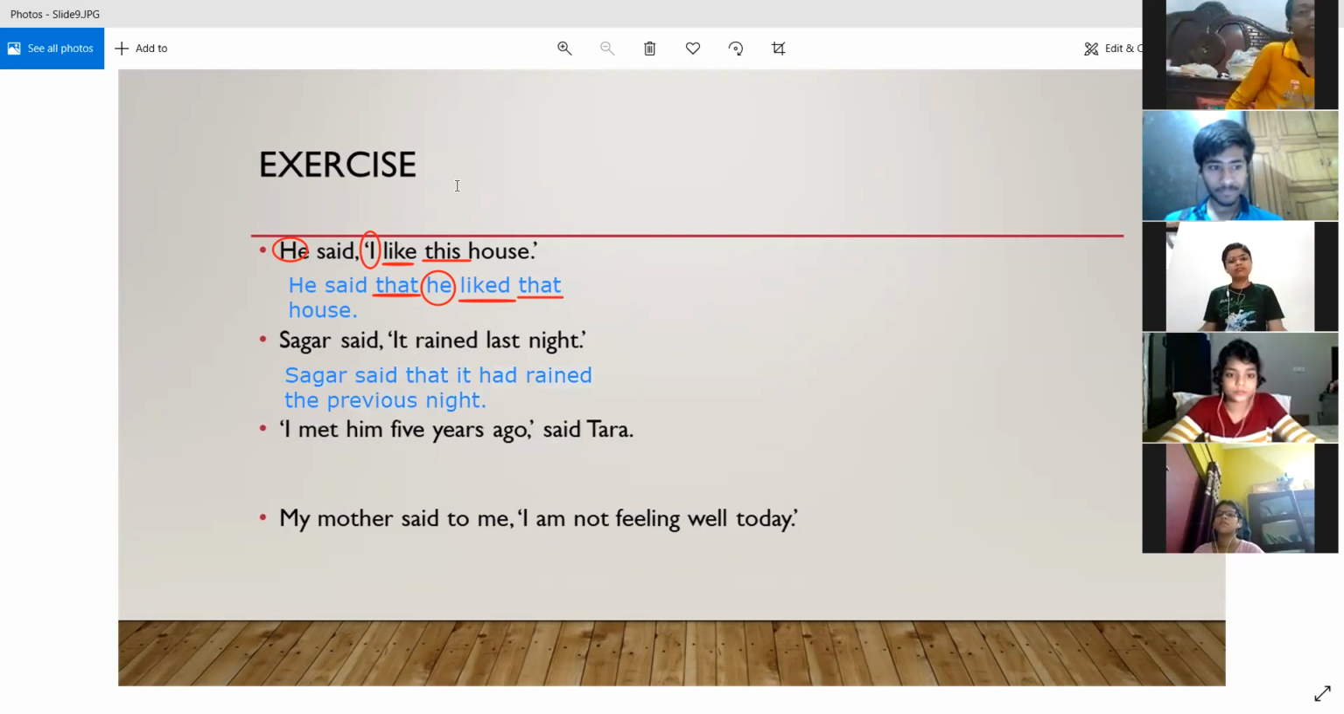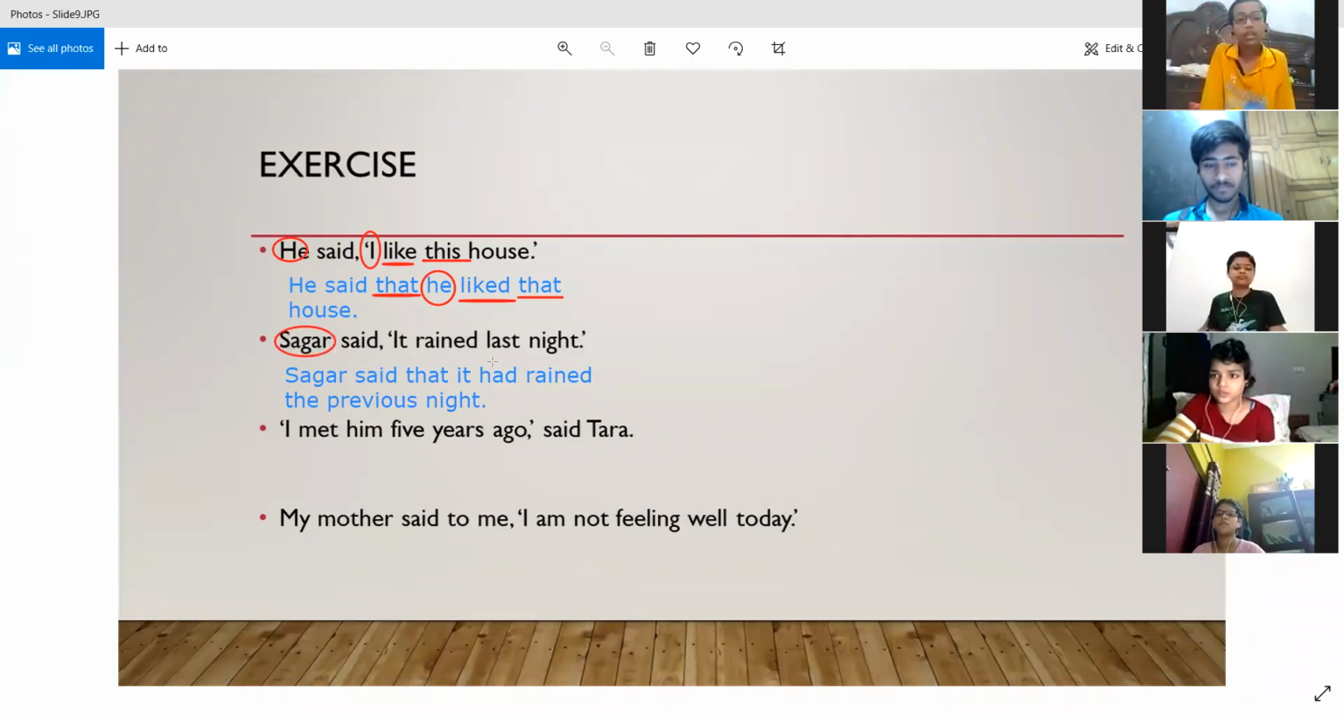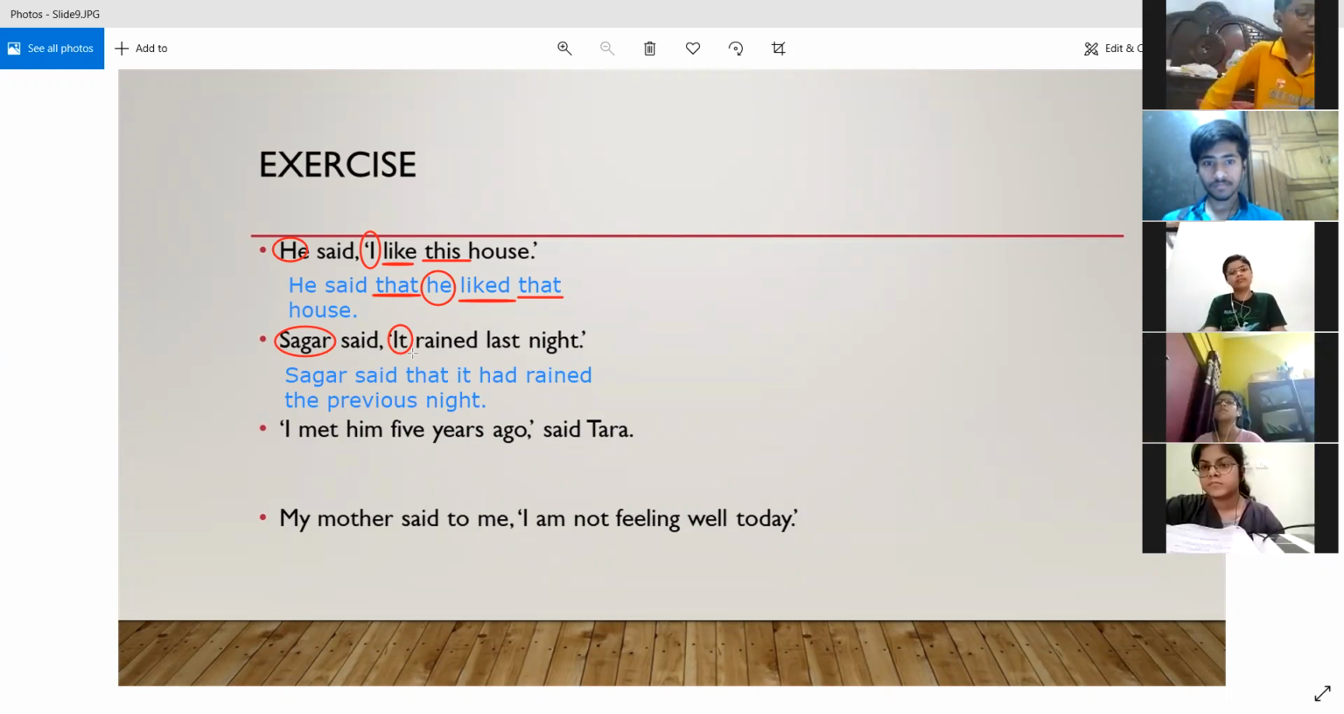Okay, I think I should point out the changes also present over here. So Sagar was the subject of the reporting verb "said." But see, over here we have "it." And I have told you that it is a third person pronoun, right? He, she, it, they are the third person pronouns and they do not change at all. This was the rule. So you can see that it has remained "it" only. It has not changed because it is the third person pronoun. Then "that" has been used as the conjunction. "Rained" was the simple past tense, so it has changed into past perfect. And "last night" has changed into "the previous night," right? Okay.